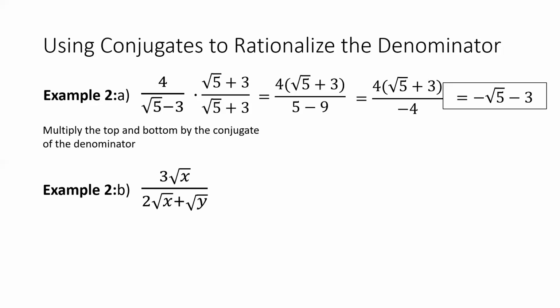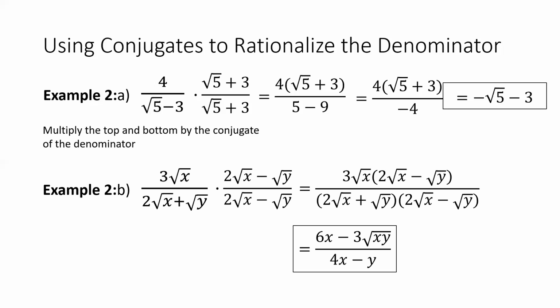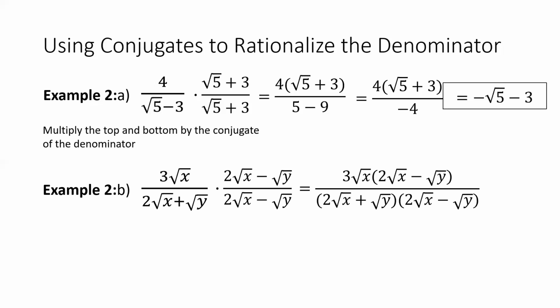Now, I have a little bit more of a complex case, but the concept's still the same. I have 2 root x plus root y. I'm going to multiply the top and the bottom by the conjugate of the denominator. That's the only part I care about. So the conjugate of that is 2 root x minus root y. And again, if you want to use the formula, great. I just write it out.